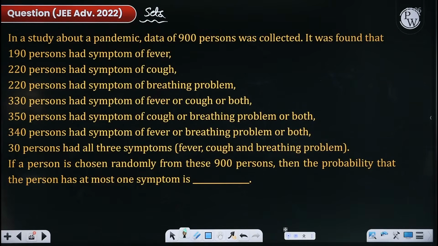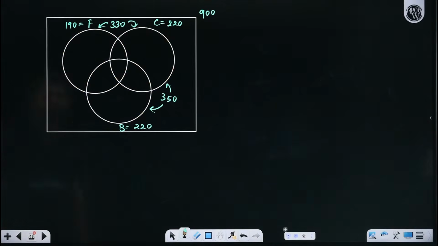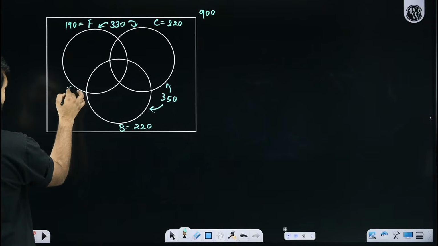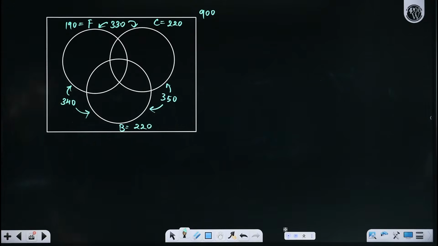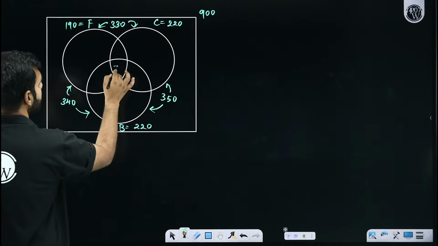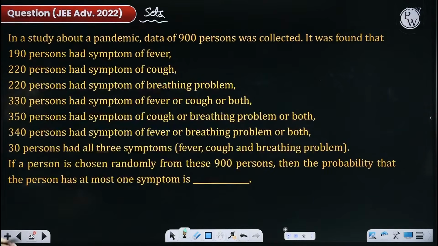And then the next data, 340 people have symptom of fever or breathing or both. So fever or breathing is taken by 340. That means this is that 340, which is taken by this and this circle. I hope no confusion so far. 30 people have all the three symptoms, which means this part is reserved by these 30 people. I hope no confusion on that.